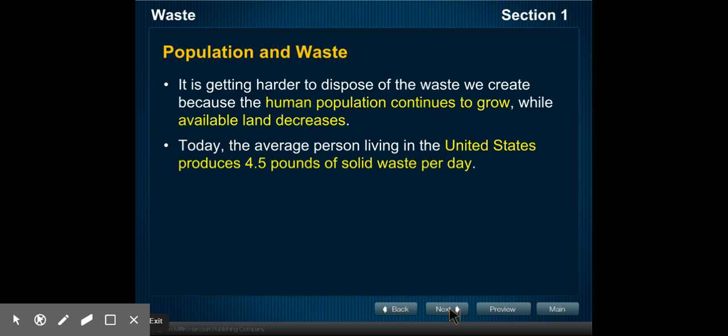So it's harder to get rid of disposed waste because of 2 problems. One, human population continues to grow. And of course, we know that's an element of HIPPO, population growth. More people, more waste. Also, we have a decrease in land that's available for people to live on. So that's habitat loss. So we have habitat loss and population growth as 2 of the problems associated with waste. On average, in the United States, we produce about 4.5 pounds of waste per day. Some people produce more, some people produce less.